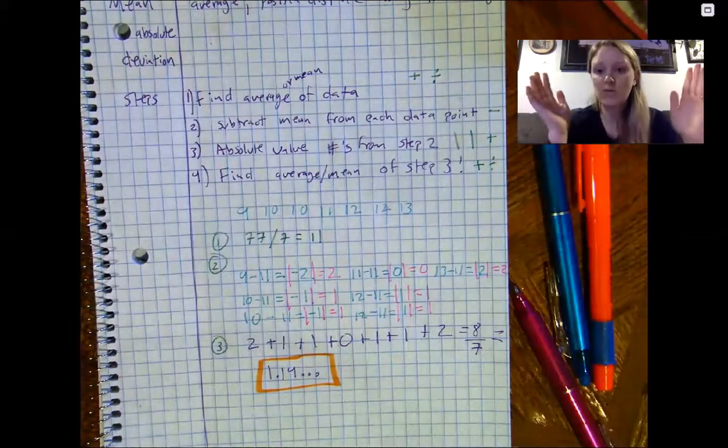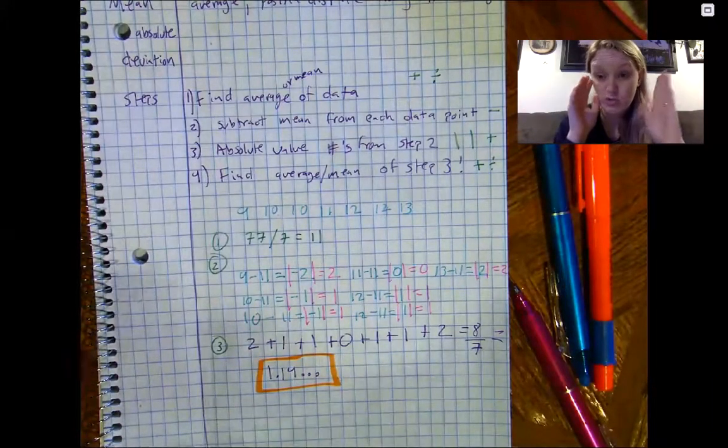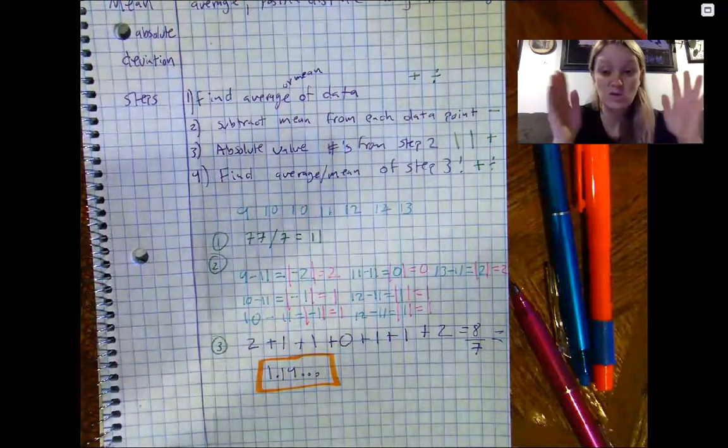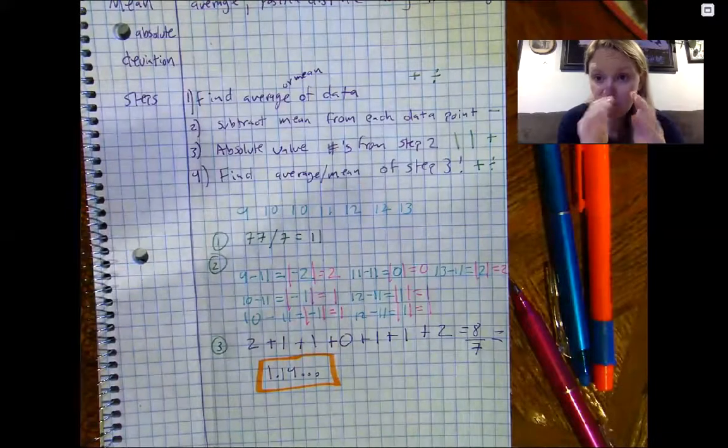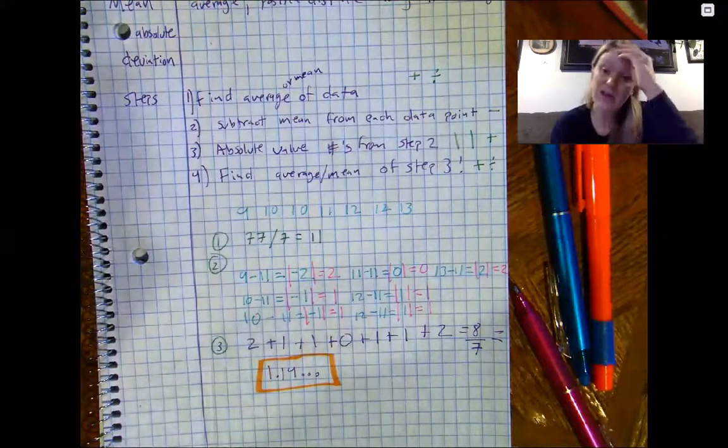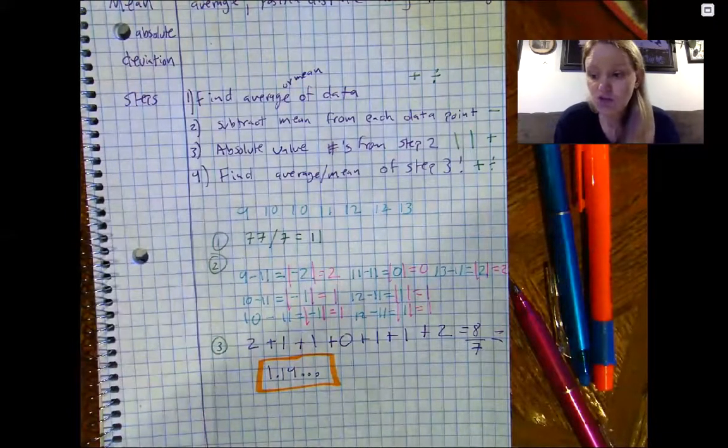Your IQR, which you learned, is when you take your Q3 minus your Q1. So that just tells you the middle. Again, we're chopping off those outliers and we're just looking at the middle 50% of our data. And then now your mean absolute deviation tells you how far away each of your data points are from your average.